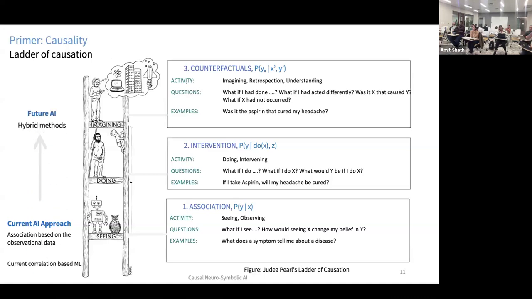So we need to basically create artificial general intelligence systems. We need to go from these observational, data-driven approaches to future hybrid approaches, which can understand cause and effect relationships in the data and in the system.